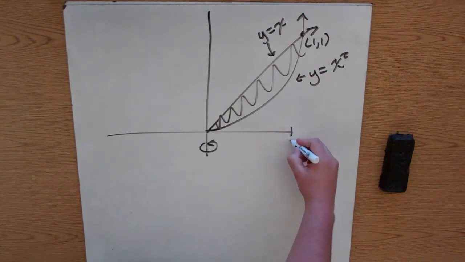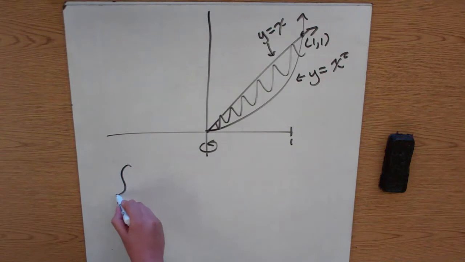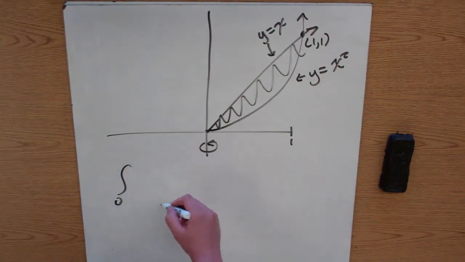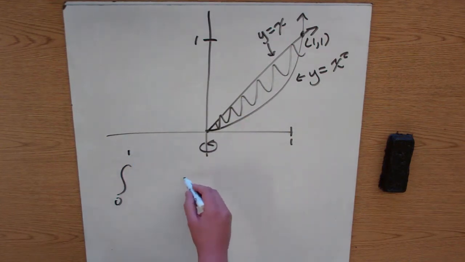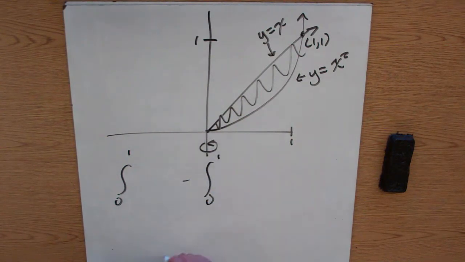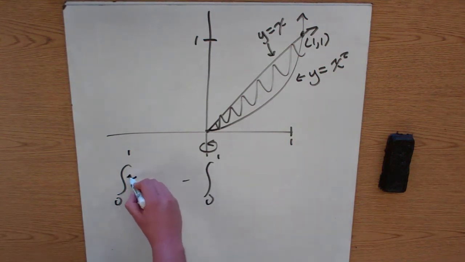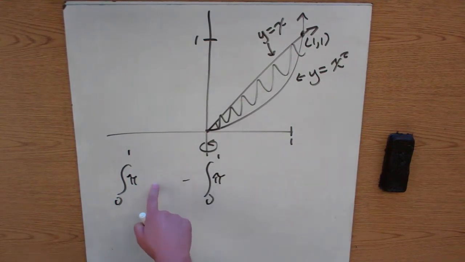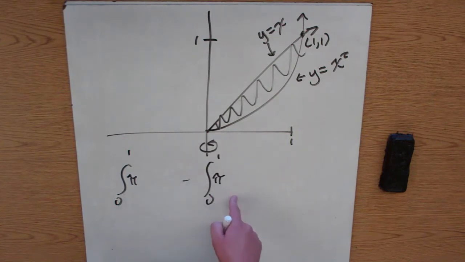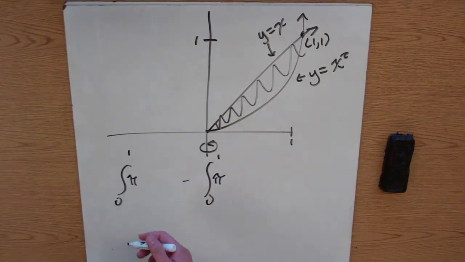Well, we know when we evaluated our integral from 0 to whatever, since x and y are 1 where they meet, we're still going to evaluate from 0 to 1. So we're still going to do the same integral. Of course, we have to have pi in there because we're creating circles. But now we have to figure out which one's on top, which one's on bottom, subtract the two, and get our answer.